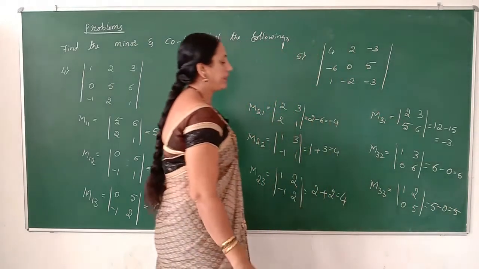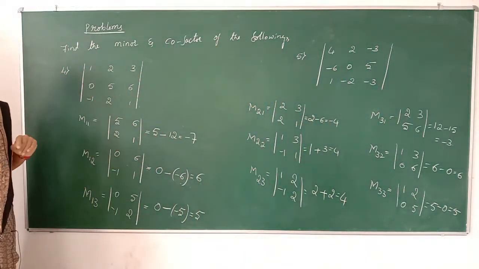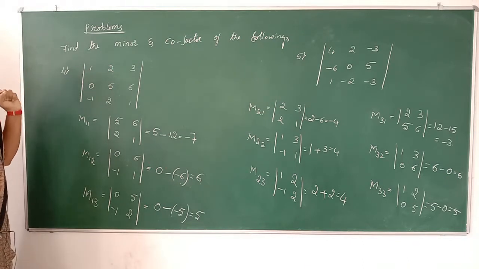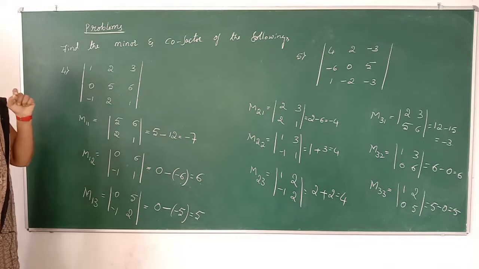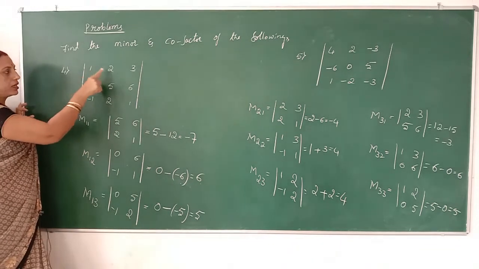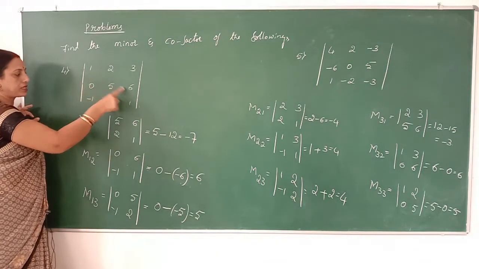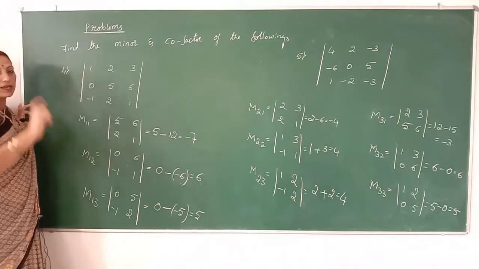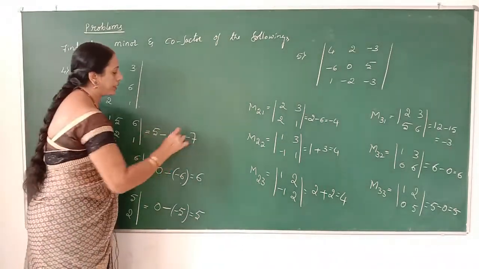Now these elements are called the minors of each element of the 3 cross 3 determinant. After that, these solutions get multiplied by alternating signs. So the first element is multiplied by plus, minus, plus, minus, plus, minus, plus, minus, plus. Therefore the solutions are multiplied by alternating signs.